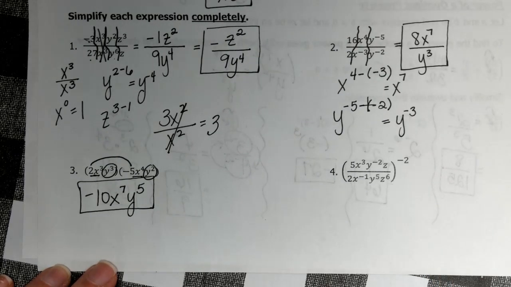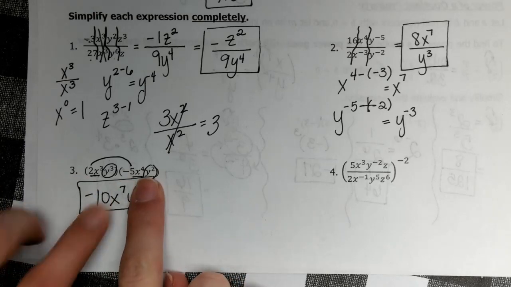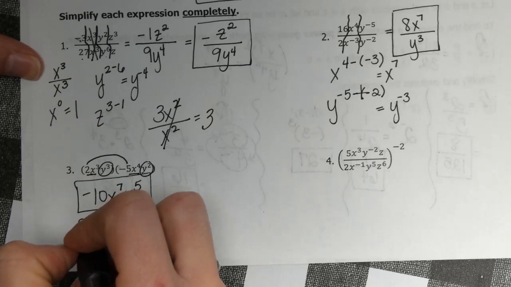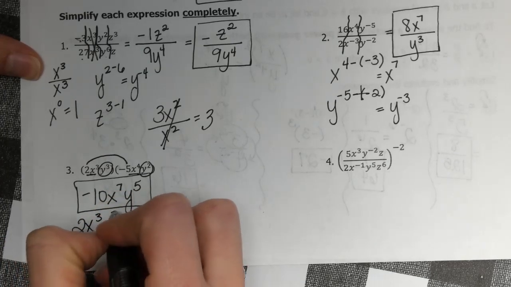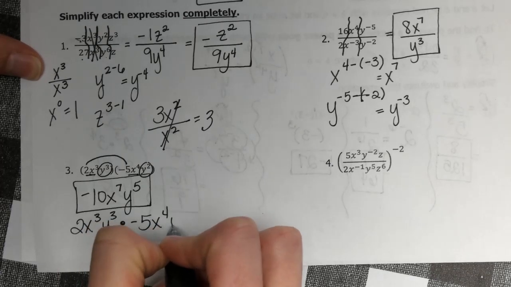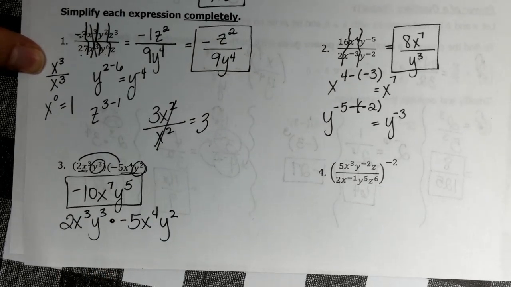Yes. Would we FOIL that? Because it's technically one term. You don't have a plus or minus anywhere. So there's nothing to do first, outer, inner. You just multiply its like parts. So if you needed to rewrite it as x cubed y cubed times negative 5 x to the 4th y squared, so you don't get mixed up with those parentheses, you could.